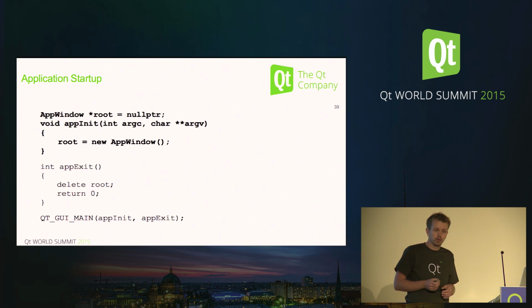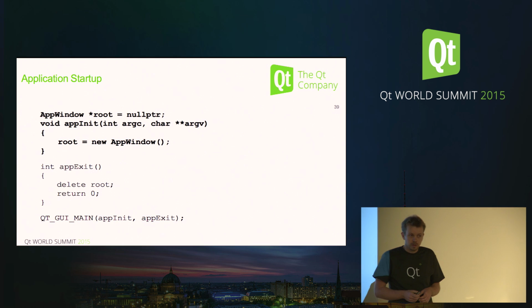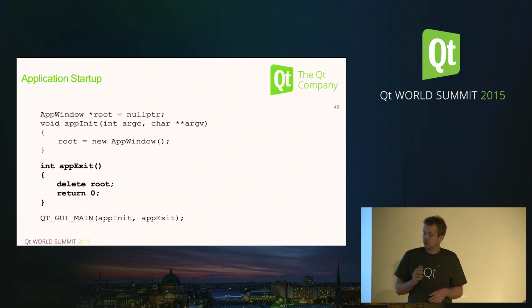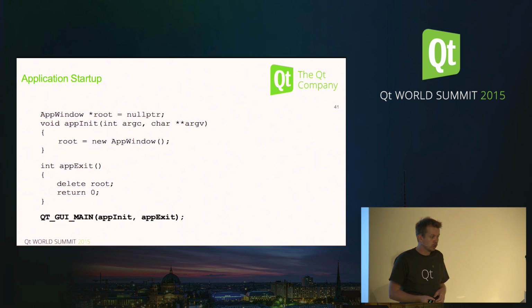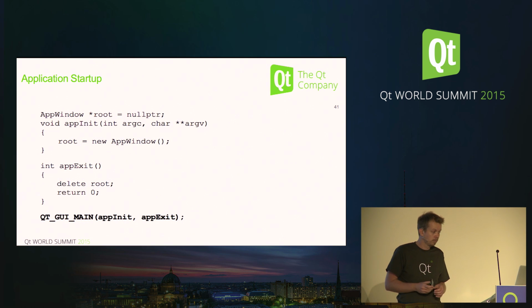So the way we port the other example of this is that instead of constructing the application window on the stack, we construct it on the heap in an application init function. We then make sure to clean up after us on exit, and then register the functions with the Qt main macro.